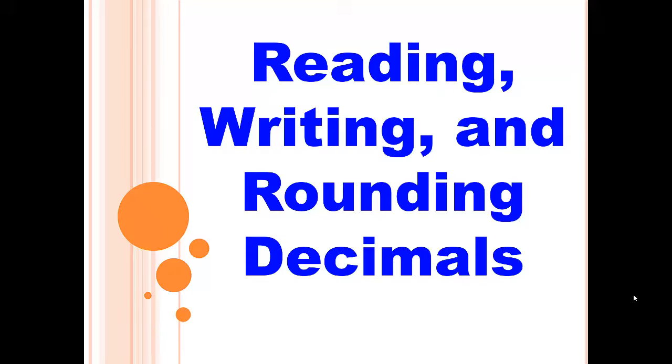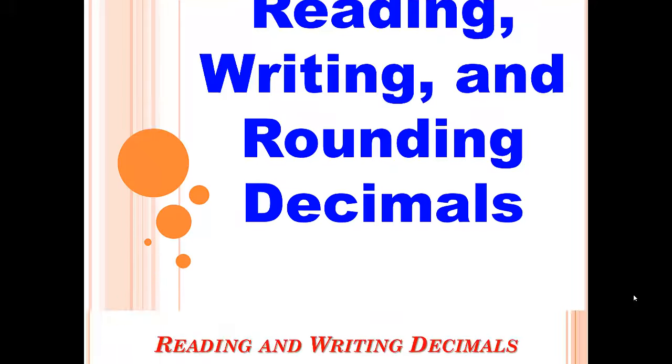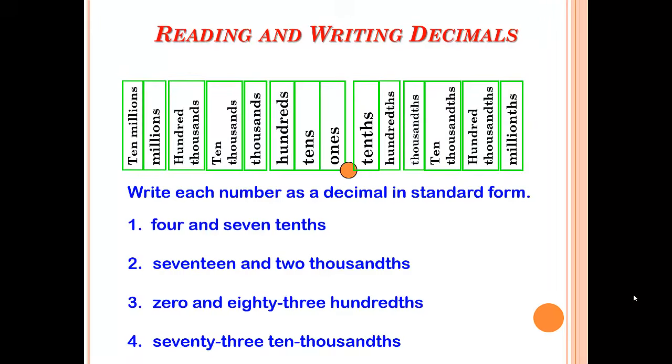Today's lesson is on reading, writing, and rounding decimals. We're going to use our place value chart to help us write each number as a decimal in standard form. So for number 1, we have 4 and 7/10. If you look at the word "and" in our problem, that is going to be where our decimal is located. Anything to the left would be our whole number, and the numbers we have to the right would be our decimal numbers.